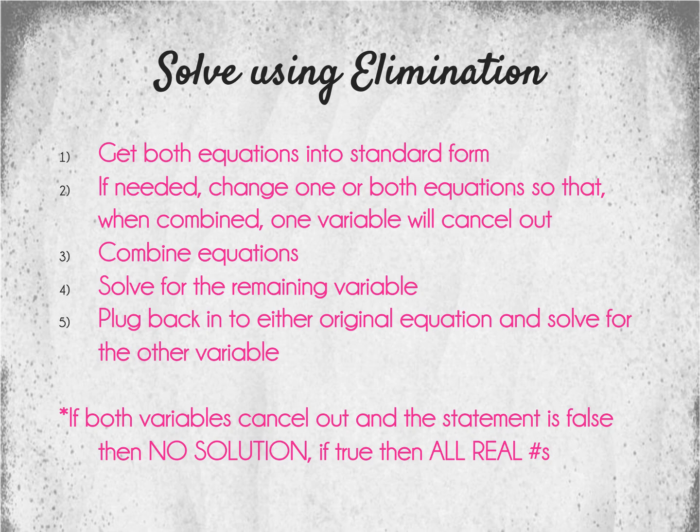Get both equations into standard form, so variables on one side. Okay, that's standard form. So you know how to move things around to get your variables on one side. If needed, change one or both equations so that when combined, one variable will cancel out. So it's only if it's needed. Most of the time, I want to say it's going to be 50-50 depending on what it's given. But in the examples, you'll see both.